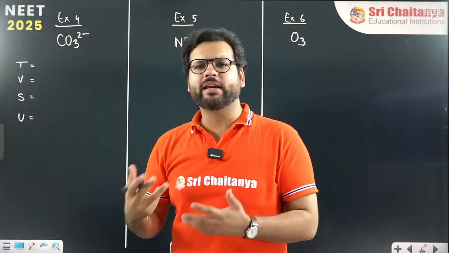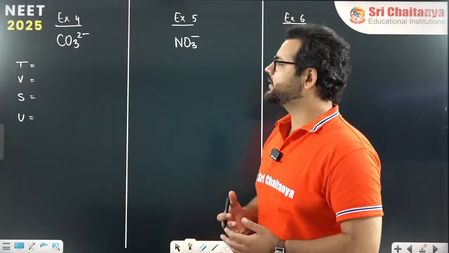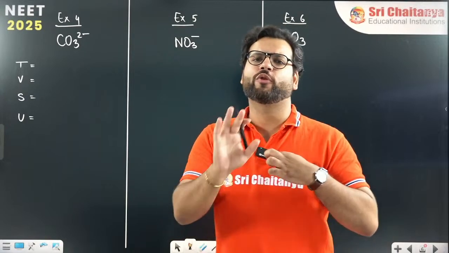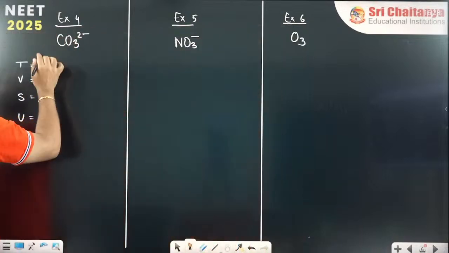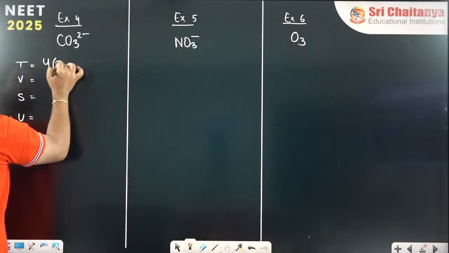Carbon says I need 8. Oxygen says I also need 8. So there are a total of 4 atoms. All of them are asking for 8 electrons. 1 carbon, 3 oxygen. All 4 of them are saying we need 8 electrons.